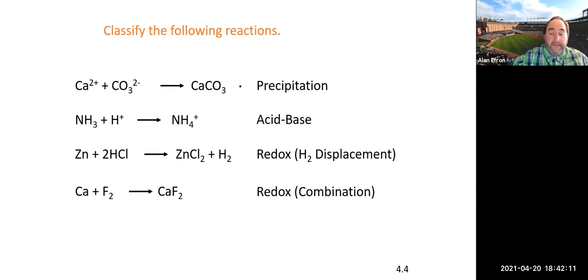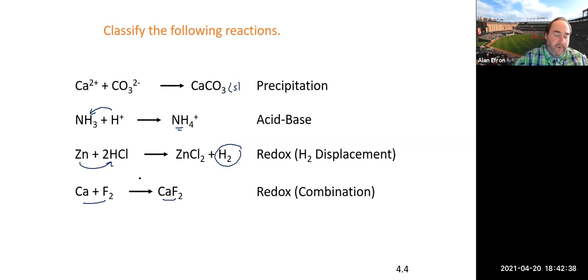For example, this would be a precipitation reaction because this would be a solid. This could be an acid-base reaction. Basically, the H plus is coming over here. This is a single replacement reaction. Again, also a redox reaction, also a hydrogen displacement reaction. This is a combination or synthesis. Two things make one. Again, also a redox reaction that is happening here.